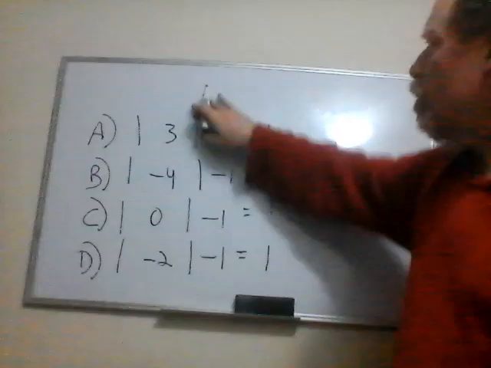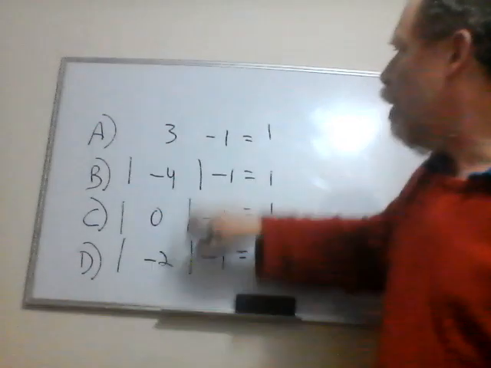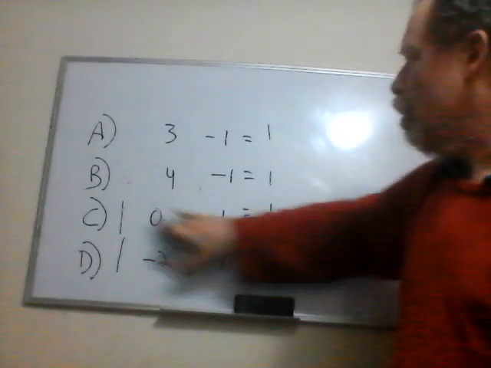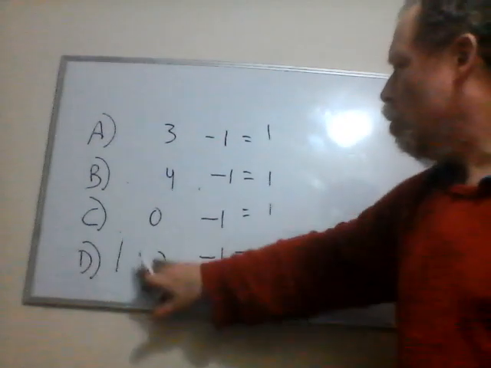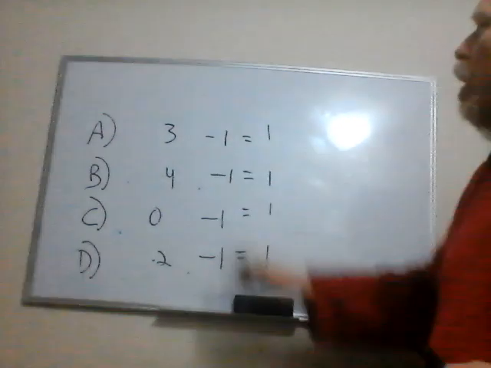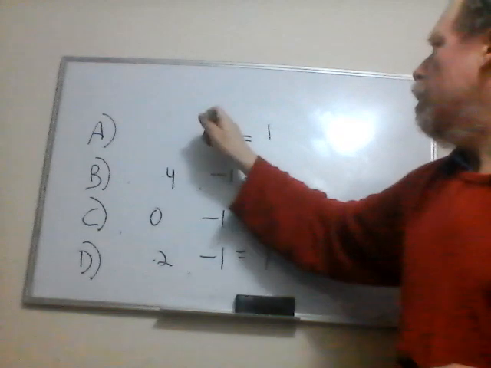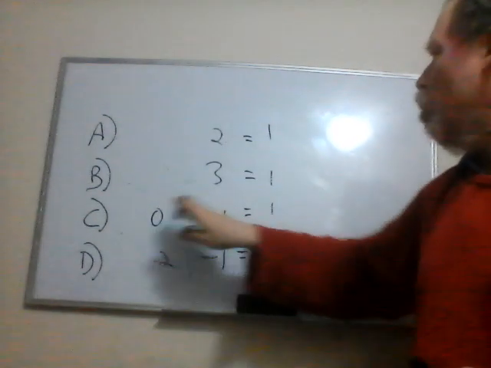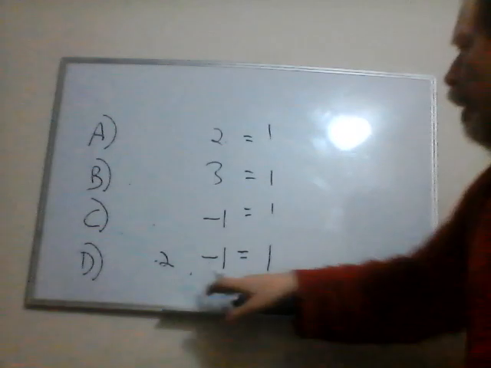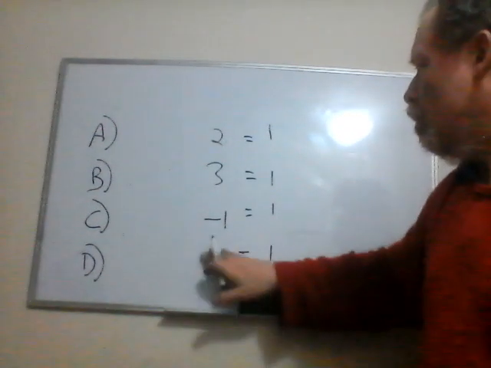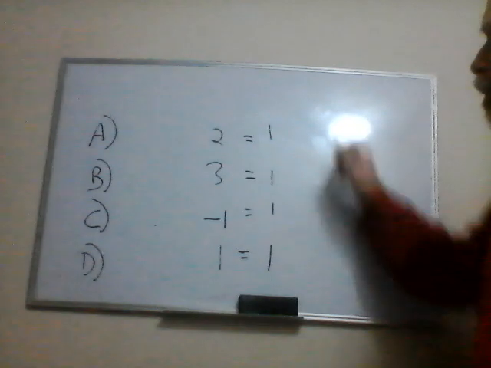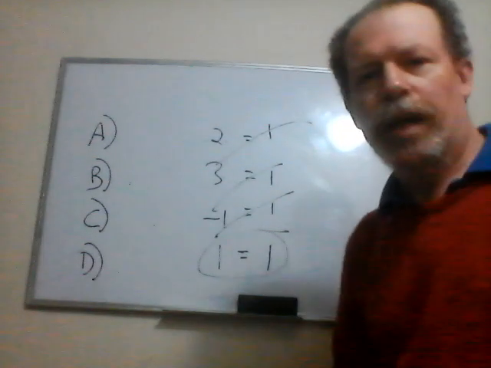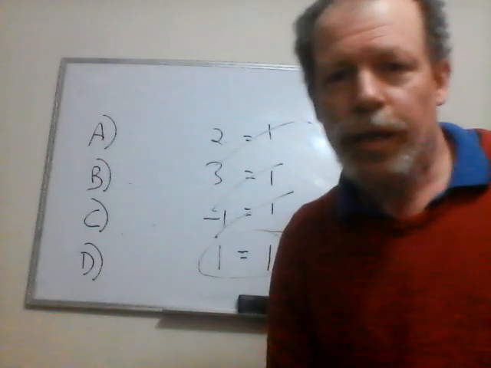Absolute value of 3 is 3. Absolute value of -4 is 4. Absolute value of 0 is 0. Absolute value of -2 is 2. Okay, 3 minus 1 equals 2. 4 minus 1 equals 3. 0 minus 1 equals -1. And 2 minus 1 equals 1. Okay? Wrong, wrong, wrong. Right. Okay. So we got lucky on that one. -1 was the correct answer.